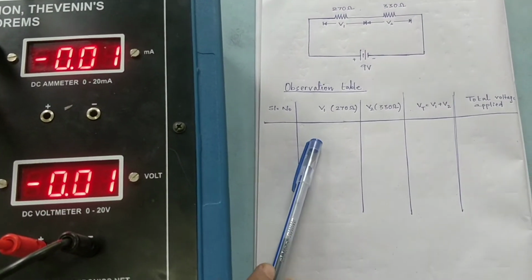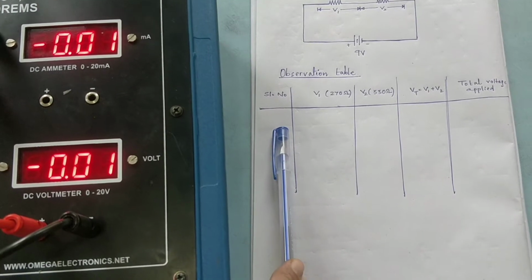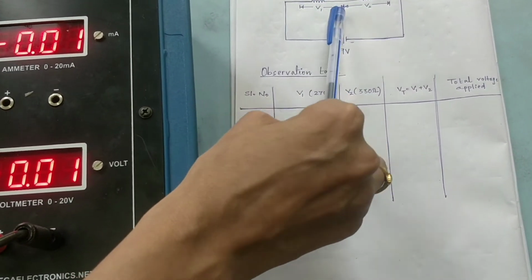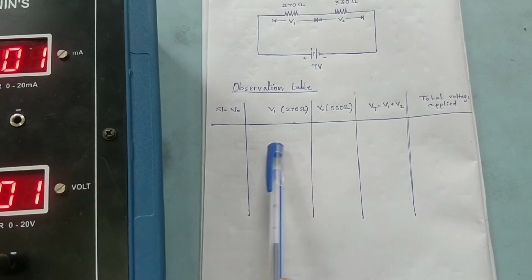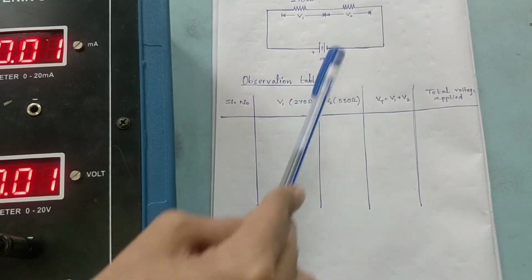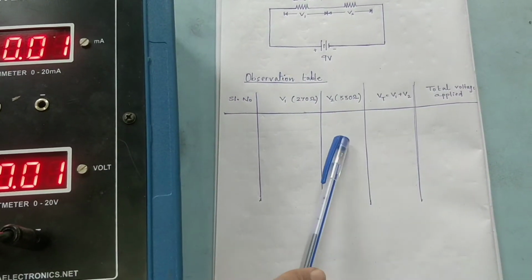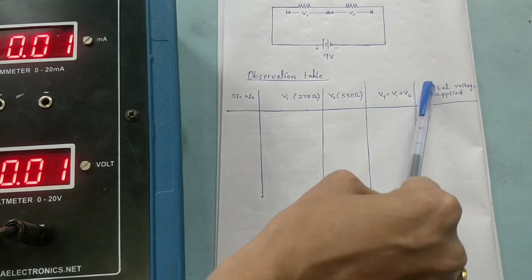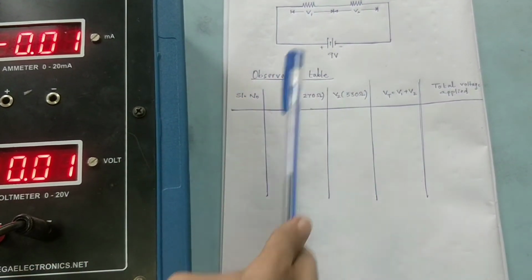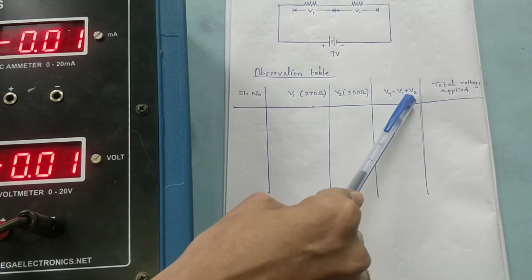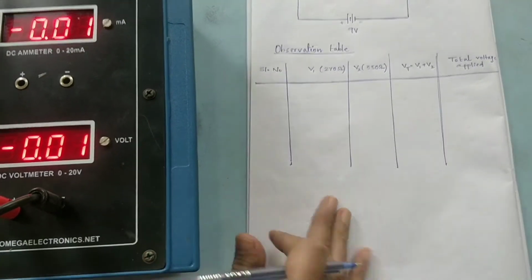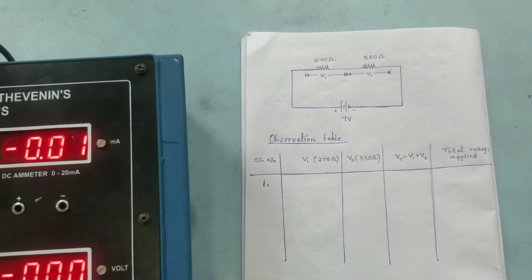Here in the observation table I have the serial number. V1 is the voltage measured across the 270 ohm resistance, and it will be mentioned here. V2 is the voltage across the 330 ohm resistance, which I will measure and write here. This one is the measured total voltage across both the resistances, that is V1 plus V2, and this is the total voltage applied. So here I will take my first reading.